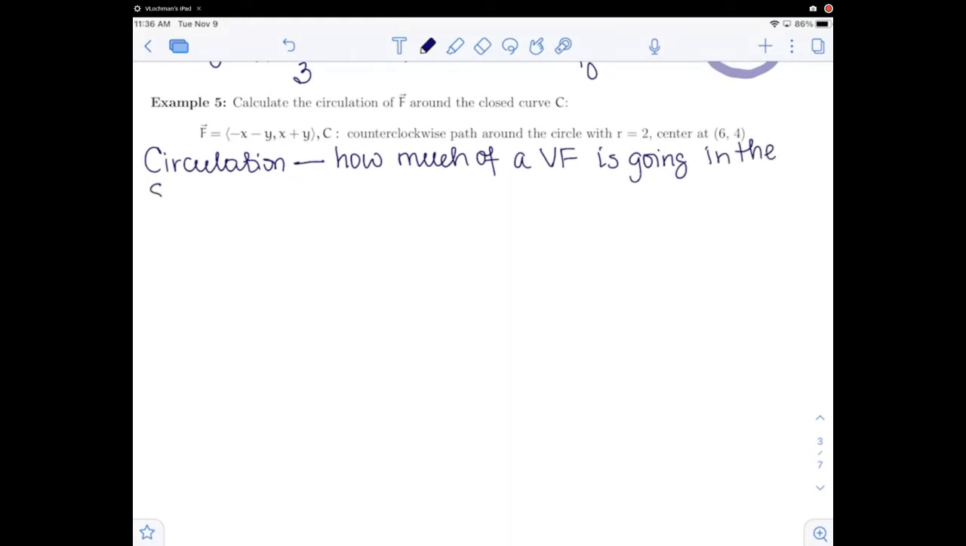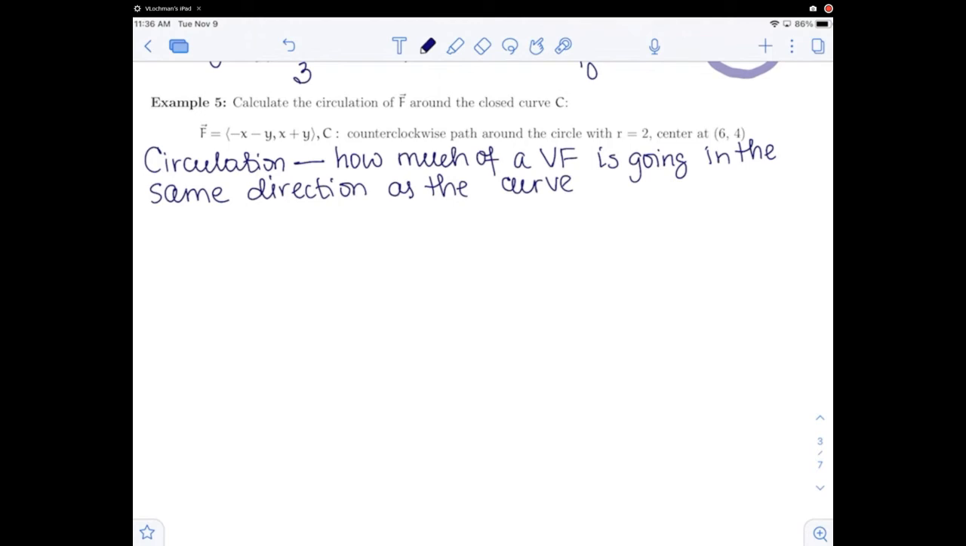Okay, that's kind of your intuitive definition of what circulation is. So it's going in the same direction as the oriented curve. All right, so we're basically going along the curve, the vector field, or is it going against it?